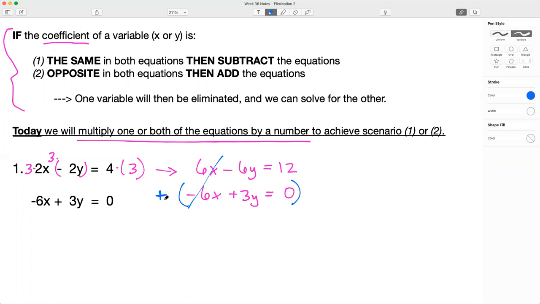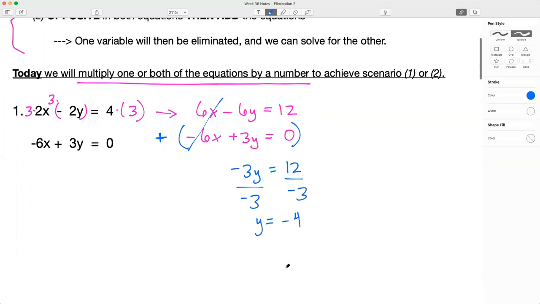So -6 plus 3 would be -3y equals 12 plus 0 is 12. So now we can just solve for y, divide both sides by -3, and then y equals -4. So now all we have to do is take this -4 and plug it back into one of these equations, preferably the simpler one.